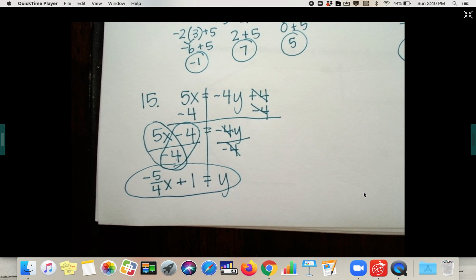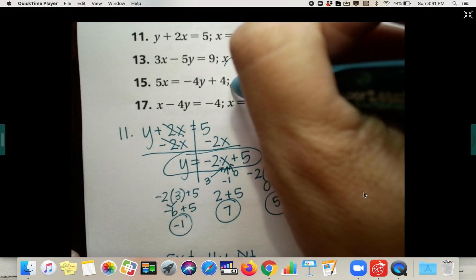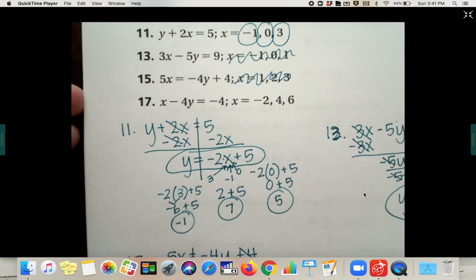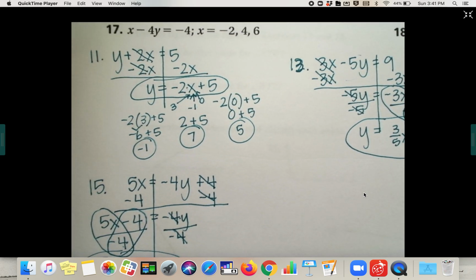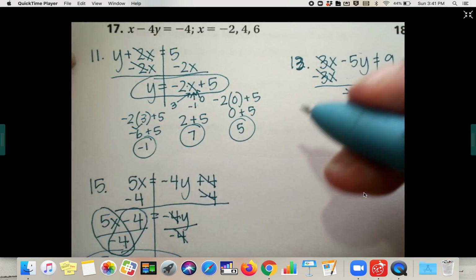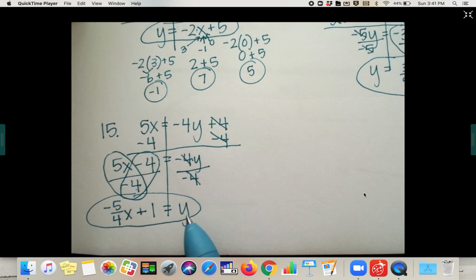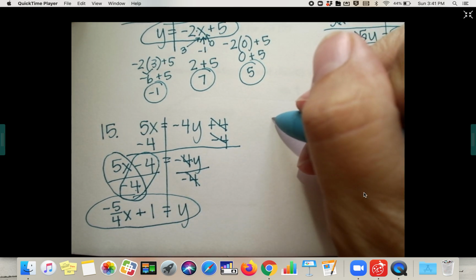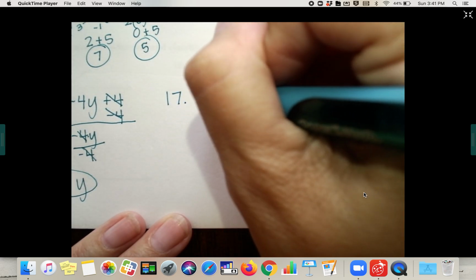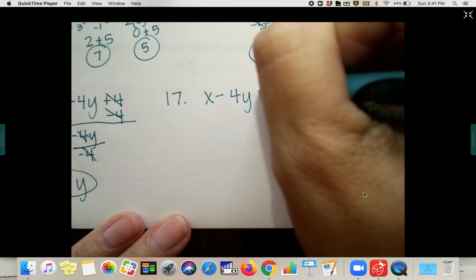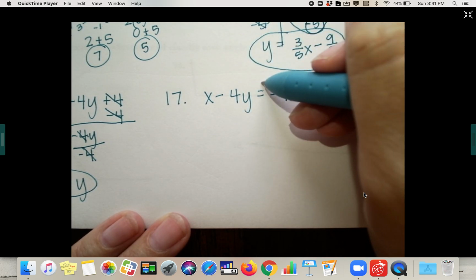So there is our rearranged equation. And again, since we've got a wonky fraction here, I'm not going to make you do this part for now. That's okay. We'll do more of that later. Let's see if we can do it on number 17. And if not, that's all right, because we'll have more practice as the weeks go on. So let's do last one. Oh, so I've got y equals negative 5x plus 1. And it doesn't matter that y was at the end. As long as y is by itself, I don't care where it's at. All right, last one. Number 17 is x minus 4y equals negative 4.